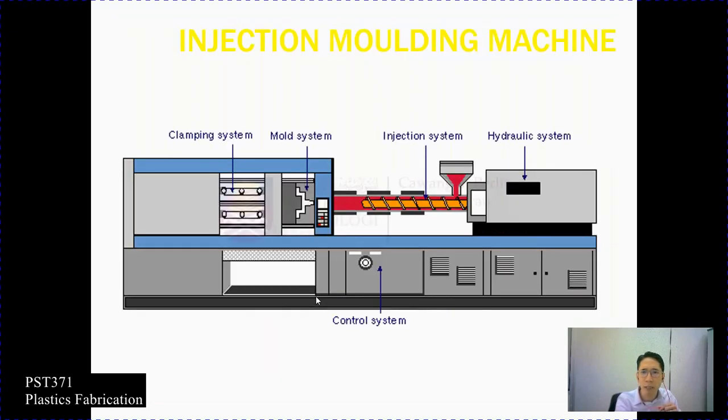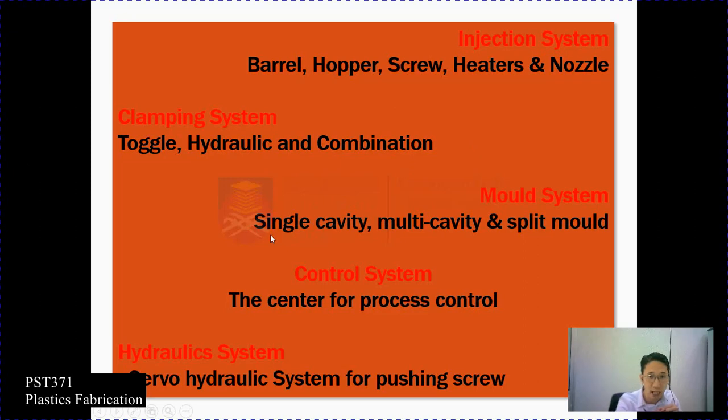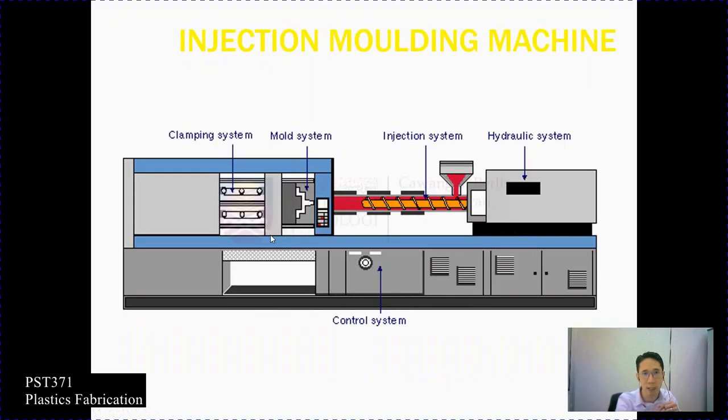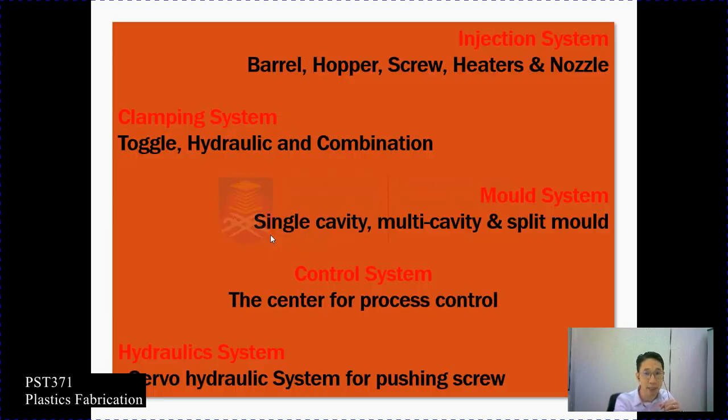This is the injection molding illustration. I think I couldn't play this one, but it's okay. You have this slide, and later on you can play this illustration. It has the five unit systems that I mentioned earlier: hydraulic, injection, control system, mold system, and the clamping system. For the injection system itself, it has a barrel, hopper, screw, heater, and nozzle.